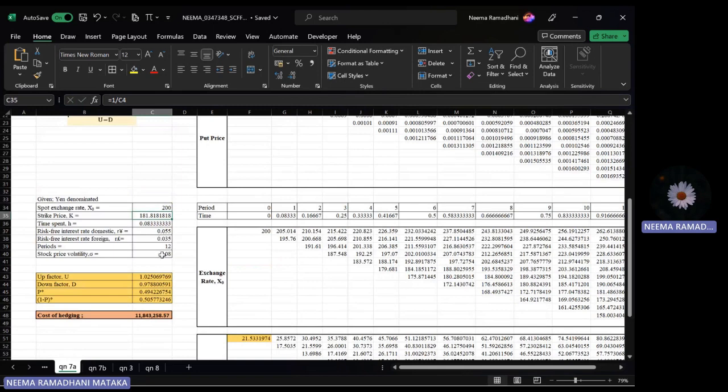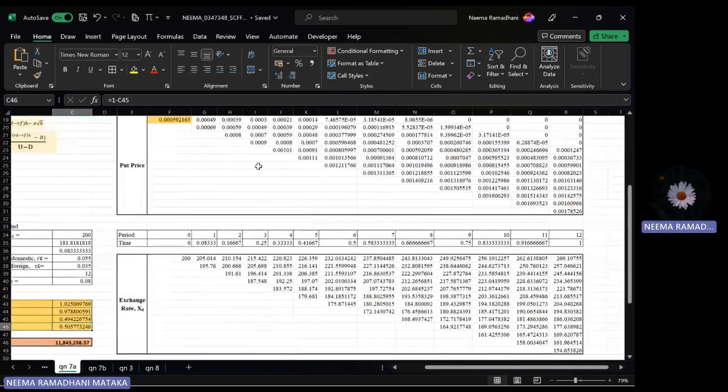So all this data will remain the same except for this part, whereby the risk-free interest rate for the domestic now will change to BR yen, which is 0.055, and the foreign will now be 0.035. That means the values of the up factor and down factor will also change. Apart from that, we also have to find the values of P star and 1 minus P star.